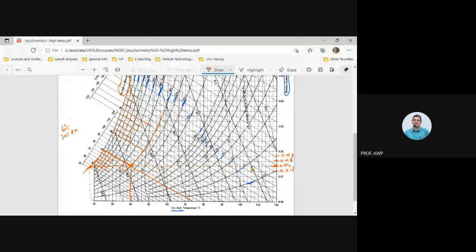Now, if I say that dew point is, let's say, 25 degrees centigrade and dry bulb temperature is 35 degrees centigrade, right? So all I have to do is, dew point is 25 degrees centigrade. That means I must be somewhere along this line. I must be somewhere, let's take another color.